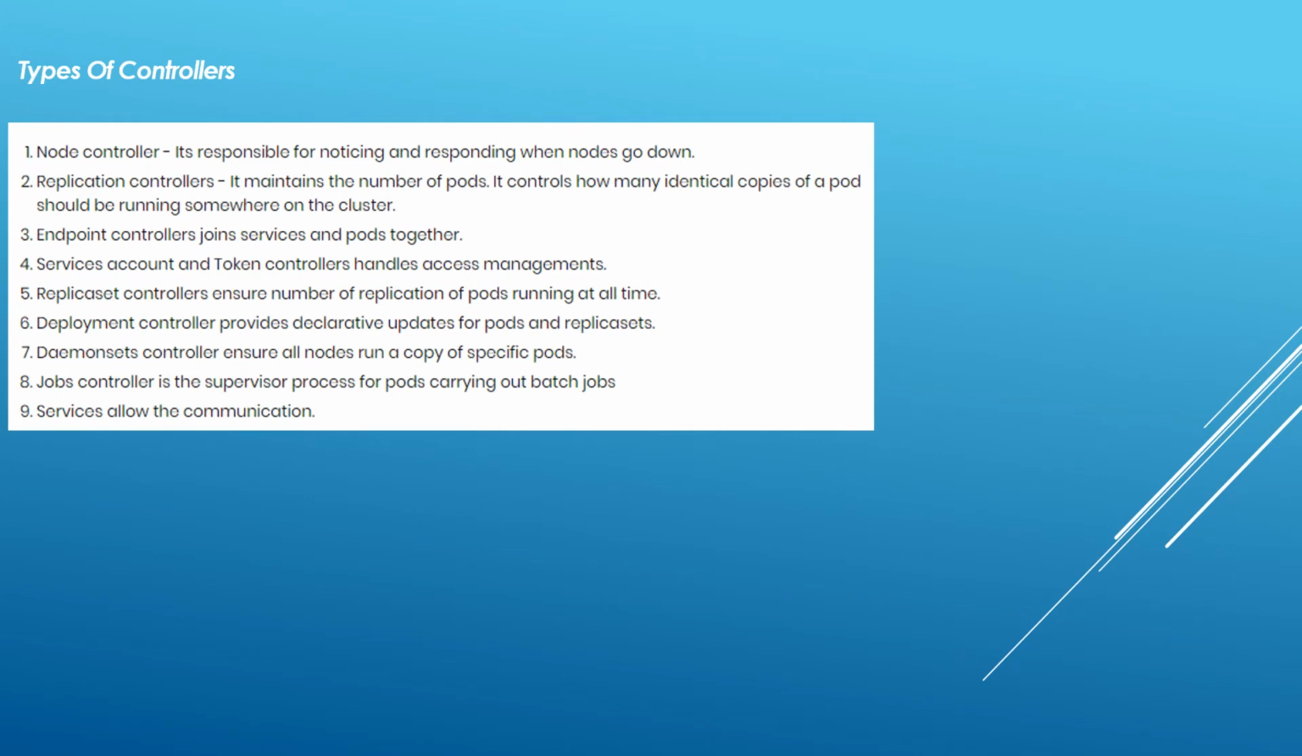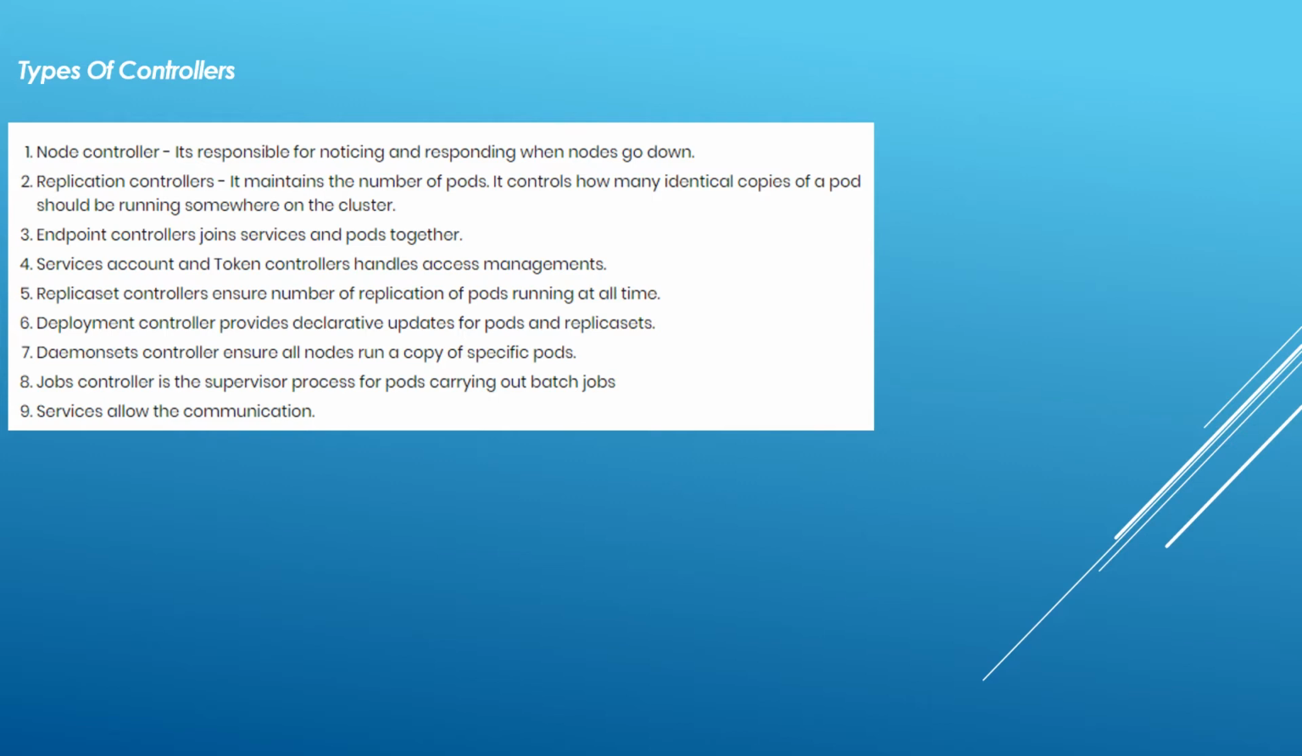In Kubernetes, we have several types of controllers. One is a node controller. It is responsible for noticing and responding when nodes go down. A replication controller maintains the number of pods. It controls how many identical copies of a pod should be running somewhere on the cluster. An endpoint controller is used to join a service and pods together. Service account and token controllers handle the access management, and the replica set controller ensures the number of replicas of pods running at all times. The deployment controller provides declarative updates for pods and replica sets.